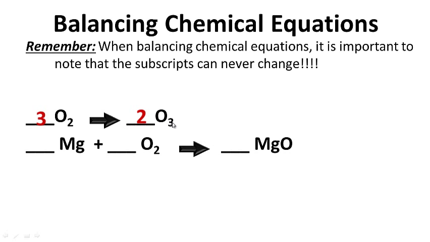Okay, so 2 times 3, 6 oxygen. 3 times 2, 6 oxygen. We're good. Next one, magnesium metal plus oxygen gas makes magnesium oxide.